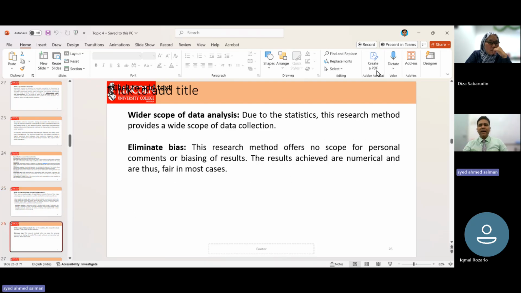Wide scope of data analysis. Due to the statistics, this research method provides a wide scope of data collection. We have already understood, right? Am I right? Yes.